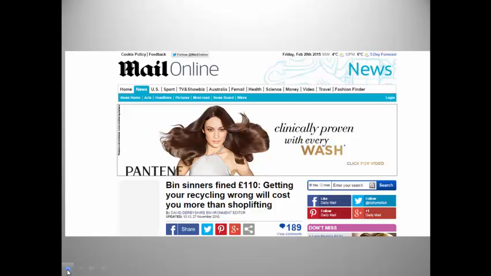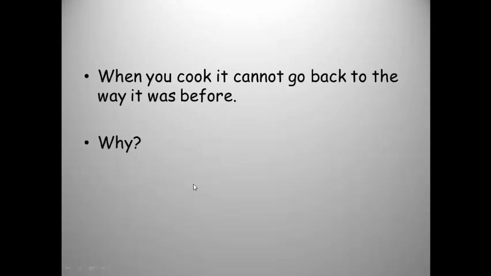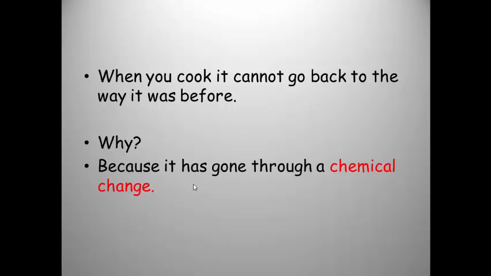Okay, so like I said, we looked at recycling in the last one. We're going to look at cooking food now. Now this all starts from cooking. When you cook food, you can't go back to the way it was before. Why? Because it's gone through a chemical change. That's what you need to know: when you cook food, it goes through a chemical change, and that is irreversible. Irreversible means it cannot go back to the way it was before.